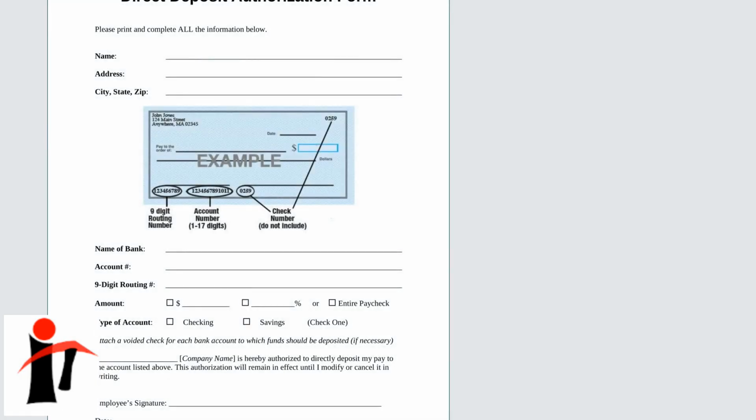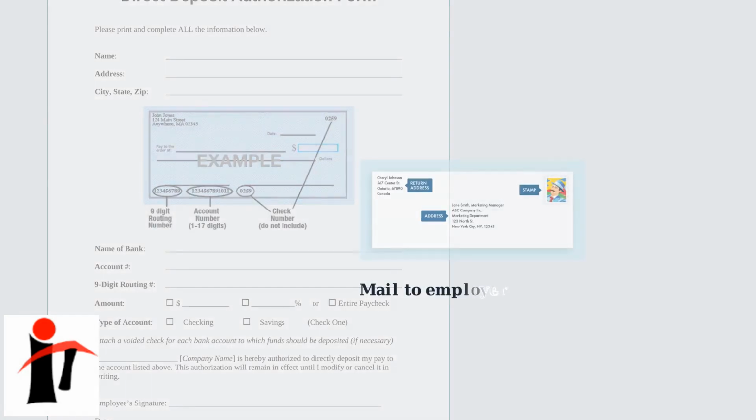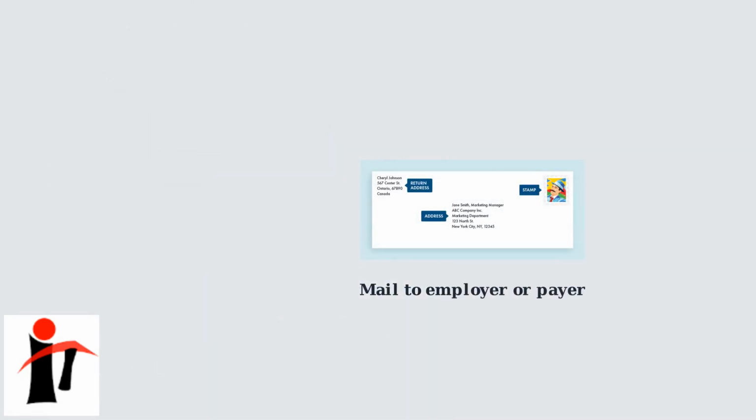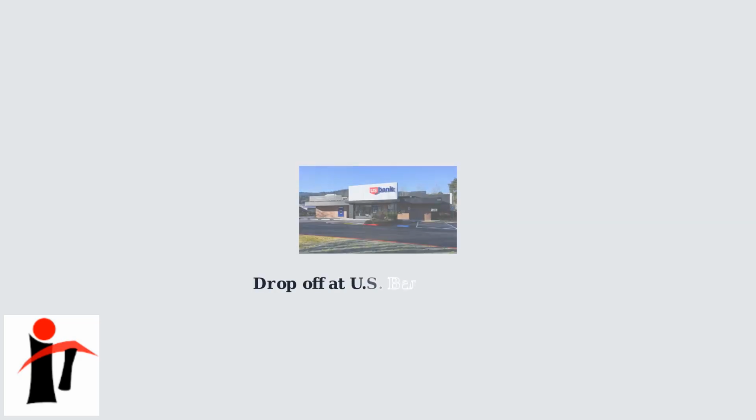If a physical submission is required for your direct deposit form, you have two main options: mailing it or dropping it off in person. First, you can mail the completed form directly to your employer or the paying organization. Simply place it in an envelope with proper postage and mailing address. Alternatively, you can drop off the form in person at any U.S. Bank branch location. This provides immediate confirmation that your form has been received.